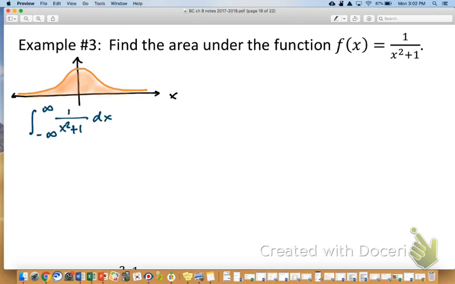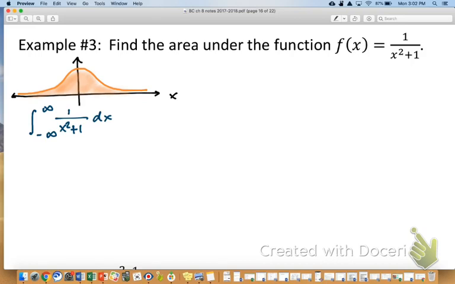Does that agree with what you're seeing on the graph, though? I don't think so, because you only have positive accumulation all the way across that orange region. I don't know what arctan of infinity is. The limit is... Okay, we'll get there.